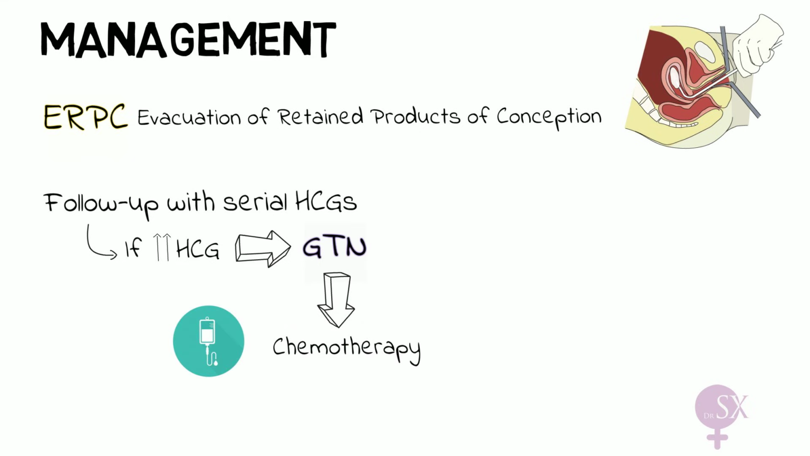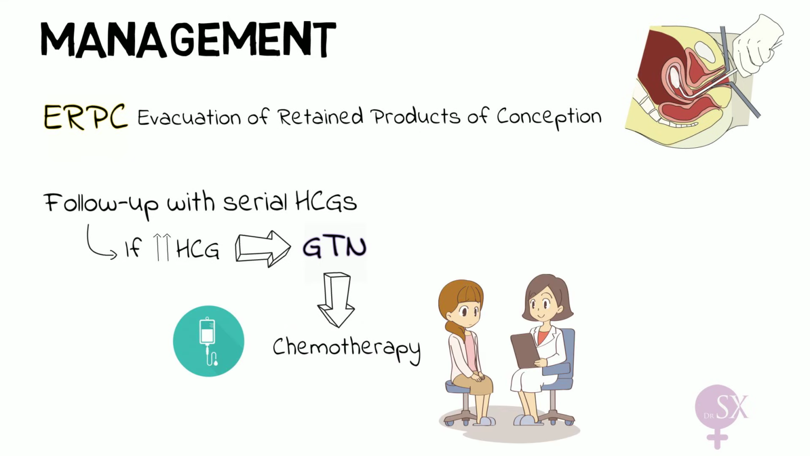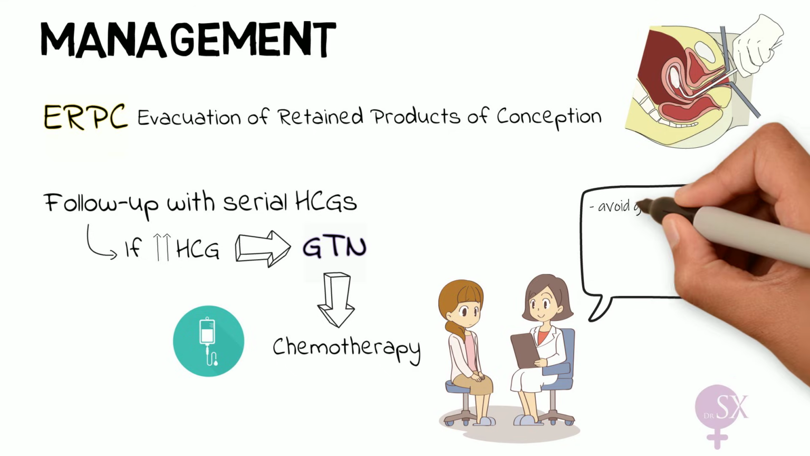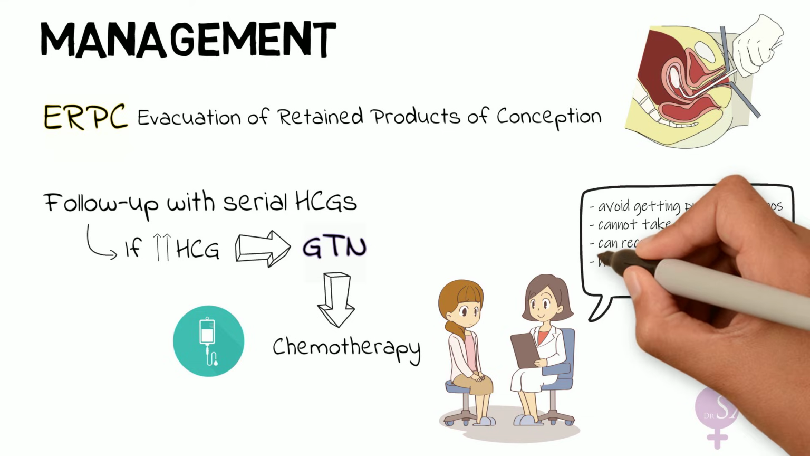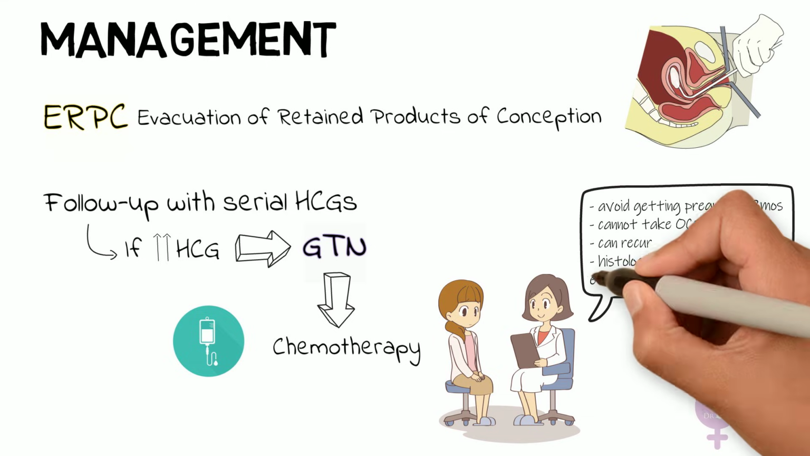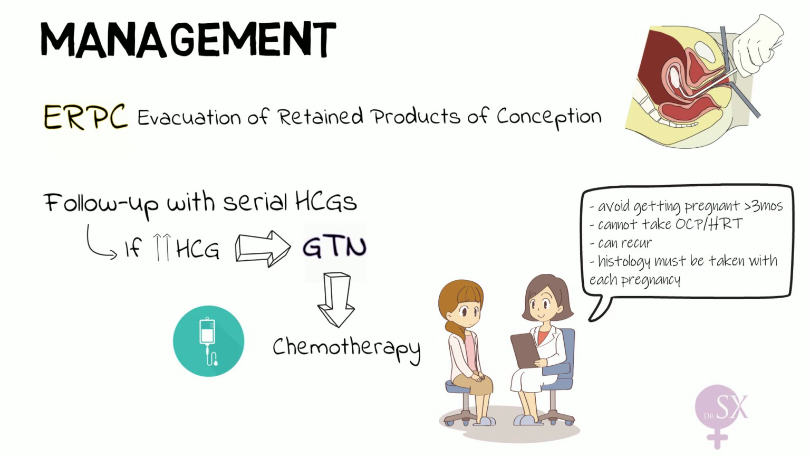Great. So we also need to counsel these patients properly. We need to tell them to avoid getting pregnant for the next 3 months, that they cannot take the contraceptive pill or hormone replacement therapy, that a molar pregnancy might recur in a future pregnancy. So we must take histology after every pregnancy to check for recurrence.